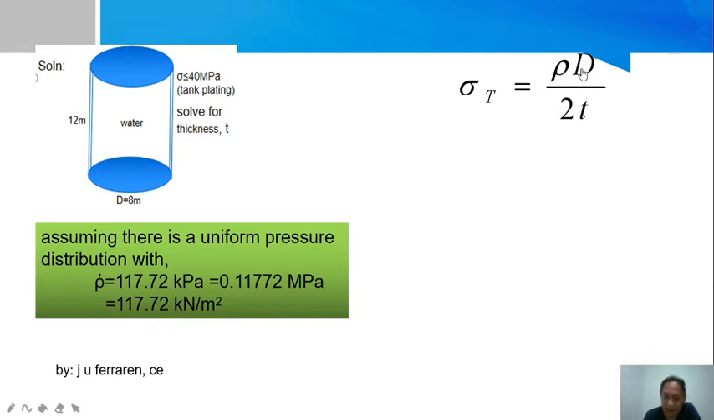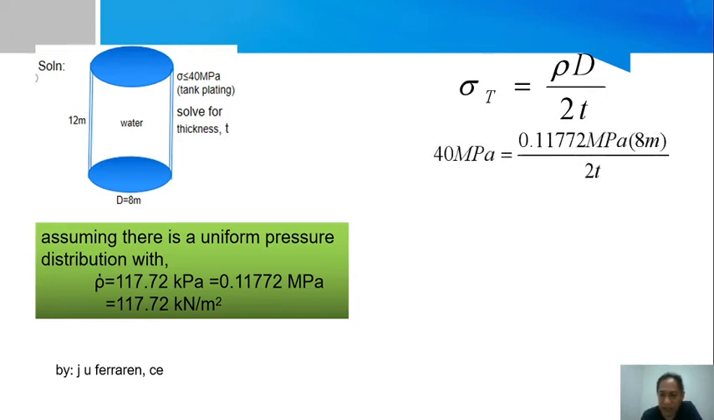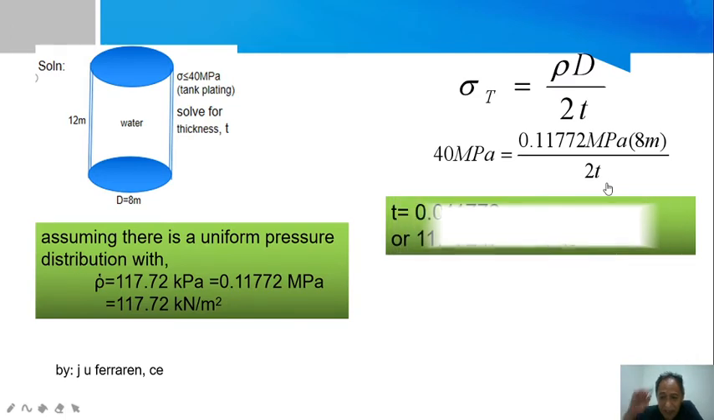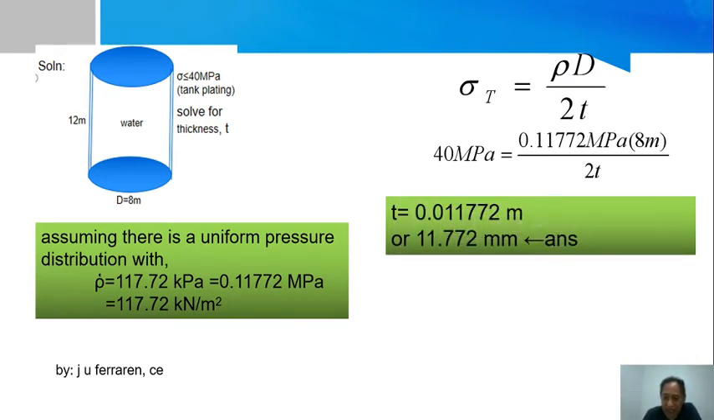And my diameter, okay, let's substitute. I have 40 megapascal. In megapascal, my pressure is this one. So that my t unit will be dependent on the diameter. Megapascal is eliminated. The unit for t is expected to be the same unit as your diameter. That is in meter. So in meter, then, I can convert that to millimeter by multiplying with 1,000.